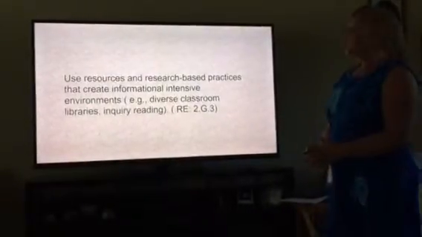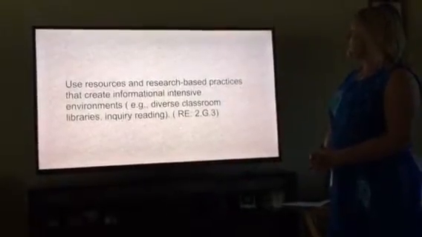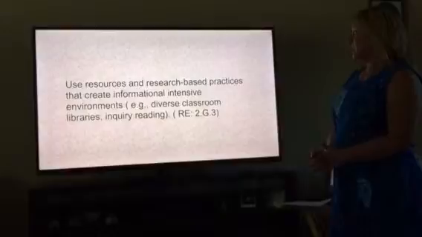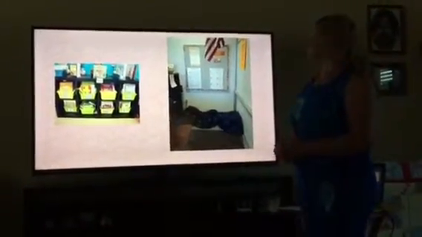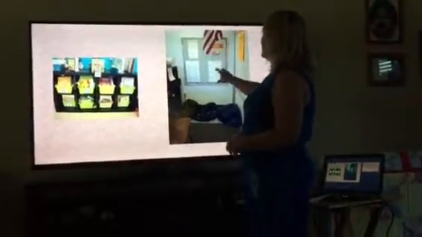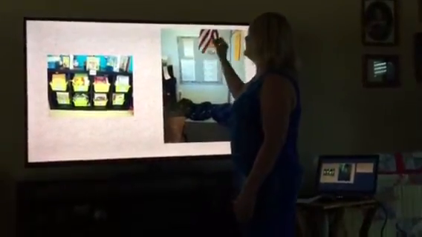Our last indicator is use resources and research-based practices to create informational intense environment. This here is our media center, or their student library that they get to use. They have their little bulletin board here that kind of, this is their center groups that they go to in the mornings, their jobs that they have, and their class schedule. So they kind of know what's going on all throughout the day because their class schedule's always up.